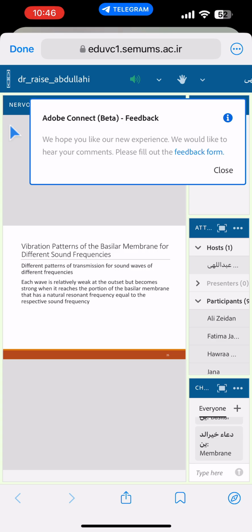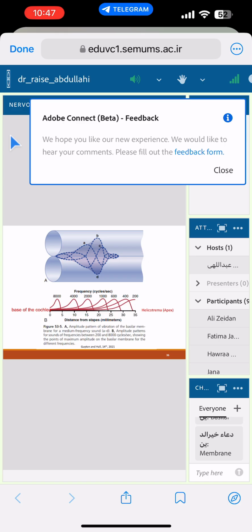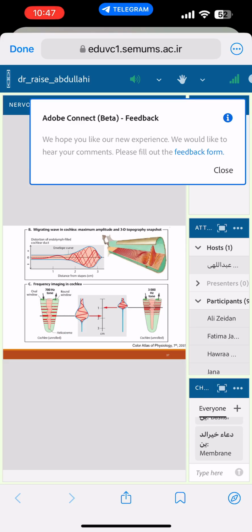As you know, vibration patterns of the basilar membrane from different sound frequencies differentiate patterns of transmission for sound waves of different frequencies, and this is a way to differentiate between the sounds. Different frequencies, different parts of the basilar membrane.